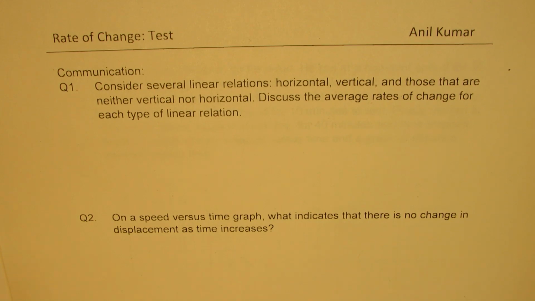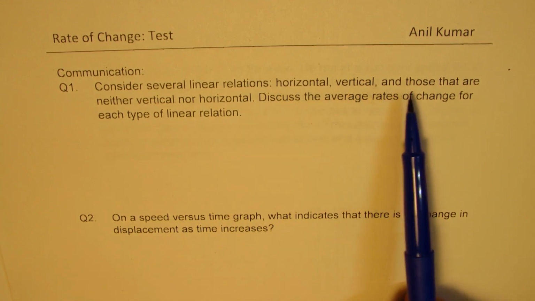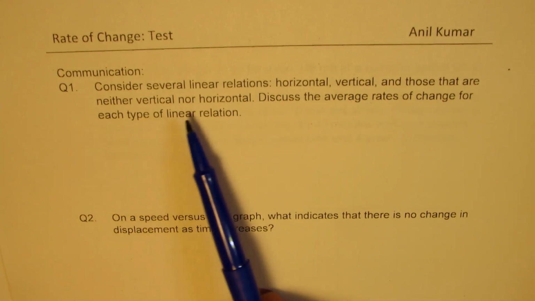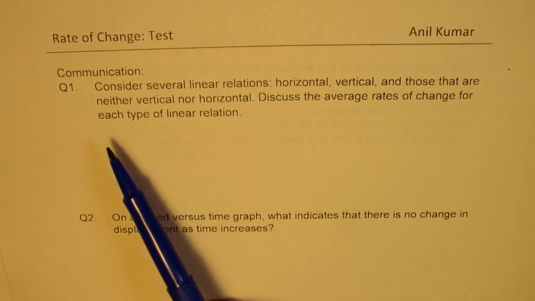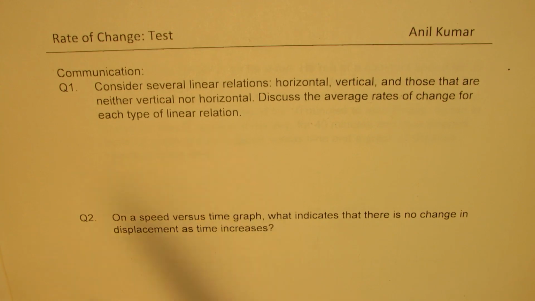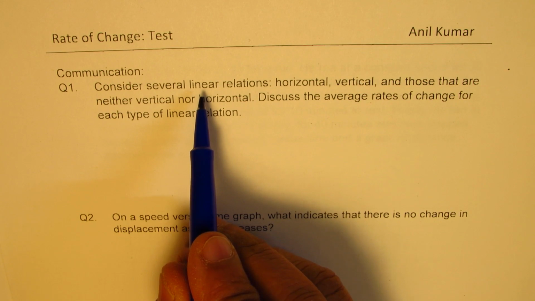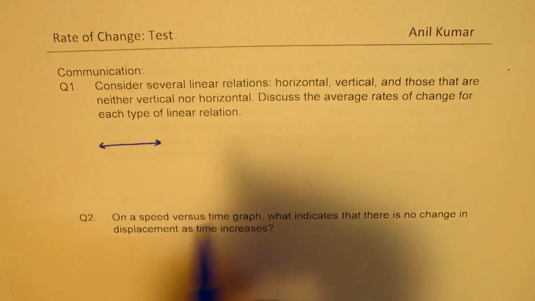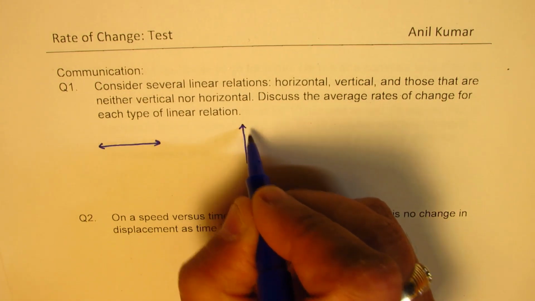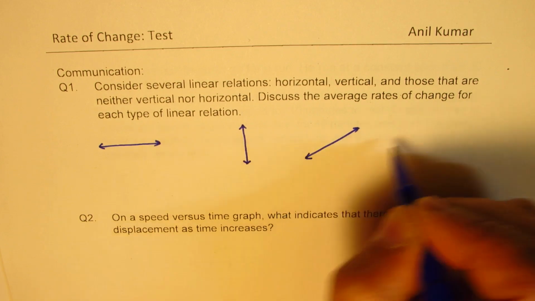Let's begin with the very first one, which is: consider several linear relations, horizontal, vertical, and those that are neither vertical nor horizontal. Discuss the average rate of change for each type of linear relation. So linear relations means they represent a line on a graph. So you could have a horizontal line, right? You could have a vertical line. You could have a line which is rising, or you could have a line which is falling.